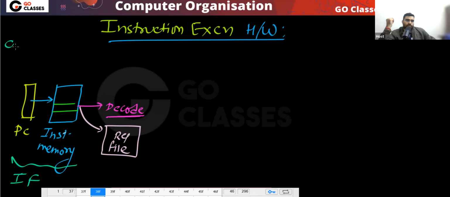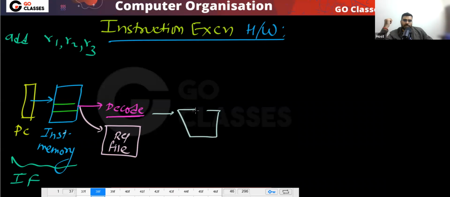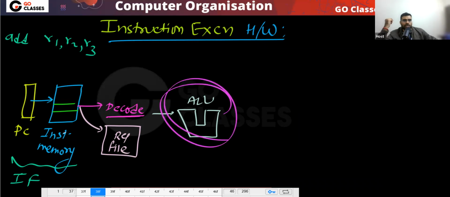Focus on this instruction, like addition R1, R2, R3. You will read the source register. After that, the execution will happen, right? So you will go to the ALU. Many people create a diagram like this. This is your ALU, so the ALU execution will happen. You will compute R2 plus R3.